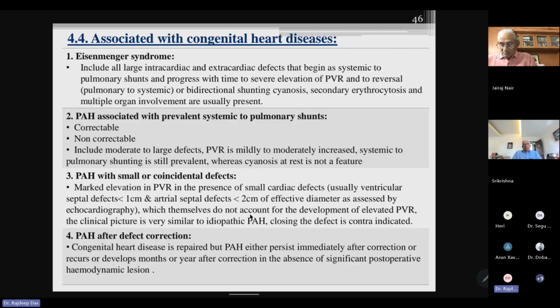Associated congenital heart diseases: first is Eisenmenger syndrome, which includes all large intracardiac and extracardiac defects that begin as systemic to pulmonary shunts and progress with time to severe elevation of pulmonary vascular resistance and reversal of the shunt. Then there is pulmonary arterial hypertension associated with prevalent systemic to pulmonary shunts, which may be correctable or not correctable, including moderate to large defects and pulmonary vascular resistance.